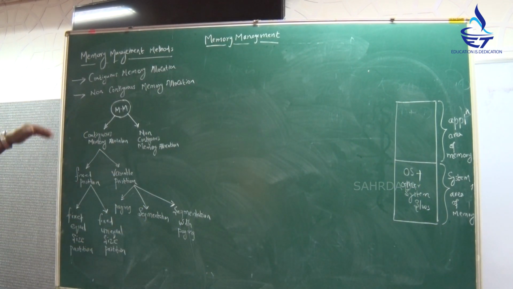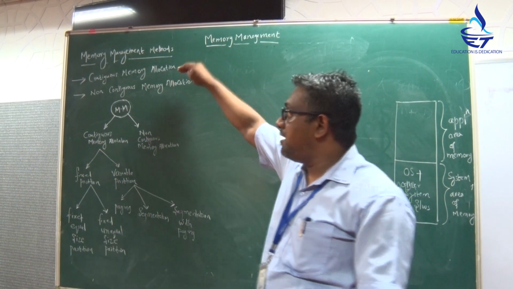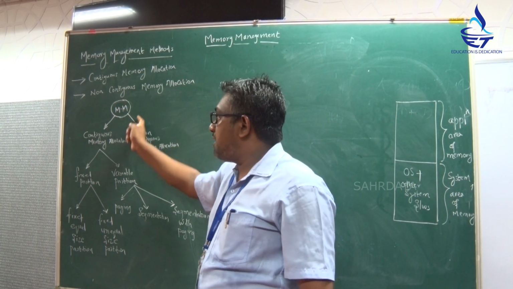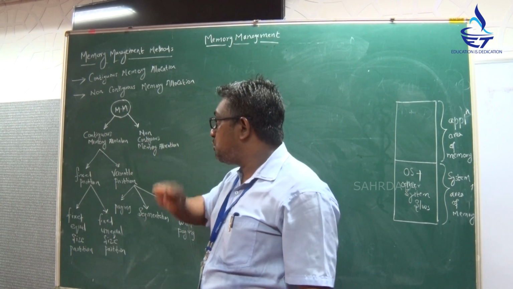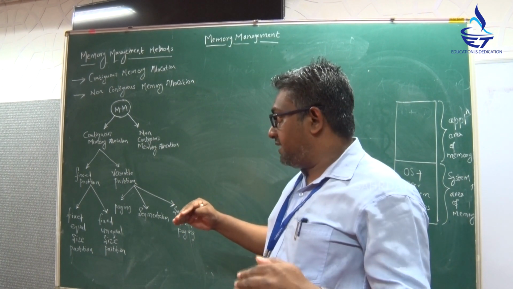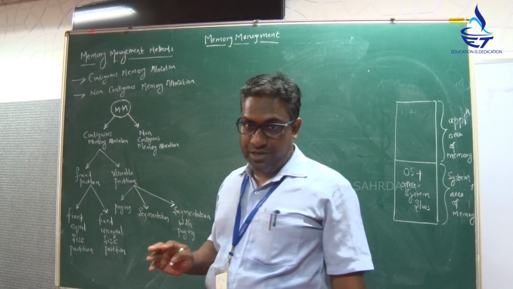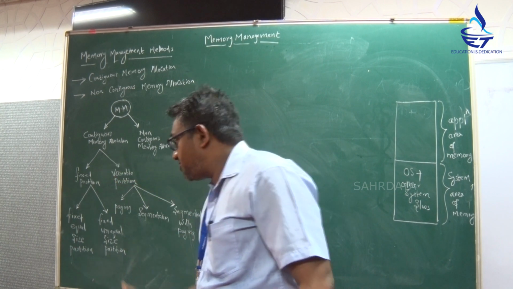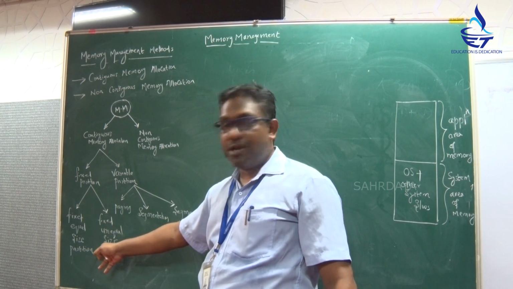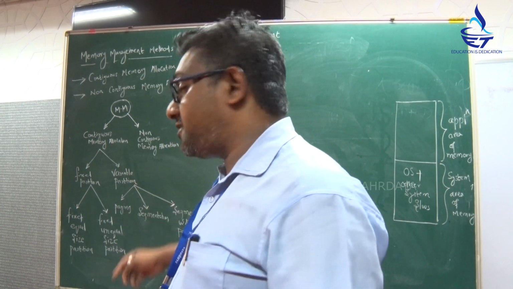The different strategies are contiguous memory allocation and non-contiguous memory allocation. You can see that this is the entire memory management module, and it is partitioned into two types: contiguous memory allocation and non-contiguous memory allocation. There are two methods in contiguous memory allocation, fixed partition and variable partition. We'll be discussing fixed partition in this class. Fixed partition again is divided into two: fixed equal size partition and fixed unequal size partition. We'll start with fixed equal size partition.